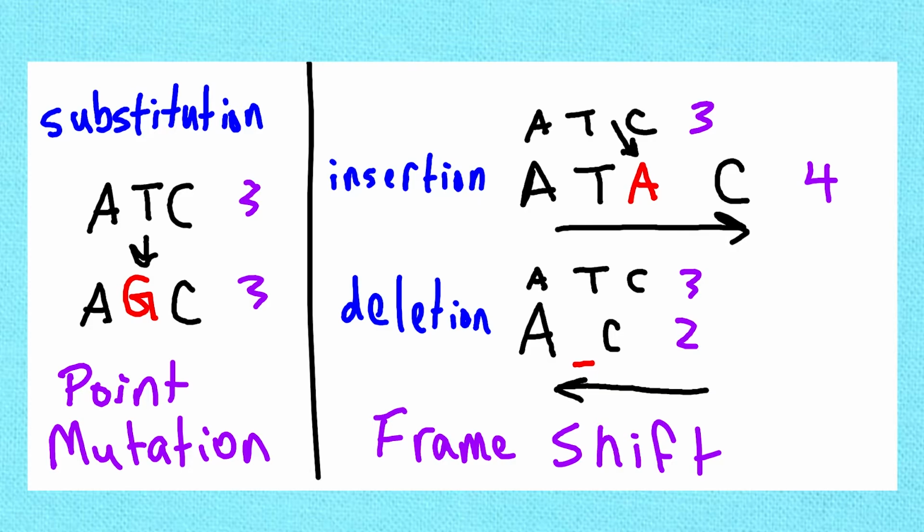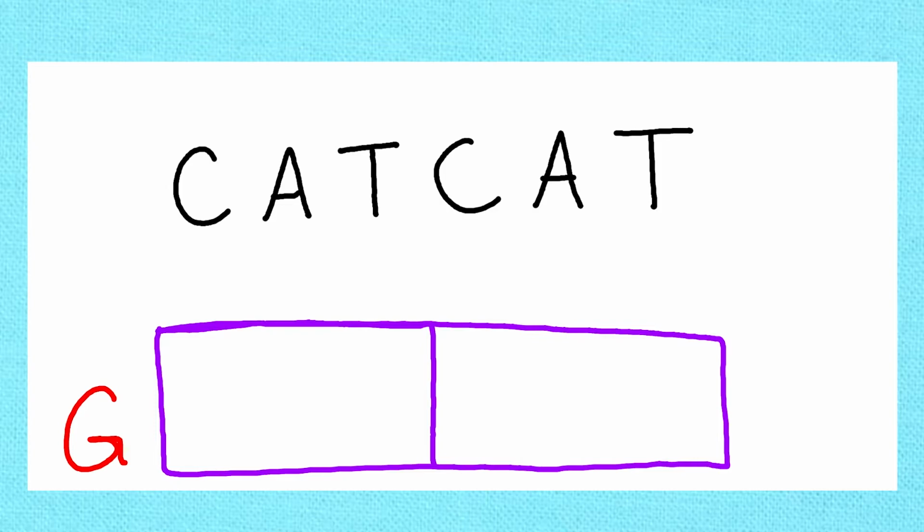So here's what I mean by frameshift. Let's say this is my DNA sequence. I'm going to use a word that is easy to recognize so you can actually see how messed up it gets. So we'll use cat. So our sequence is 2 codons, CAT, CAT.